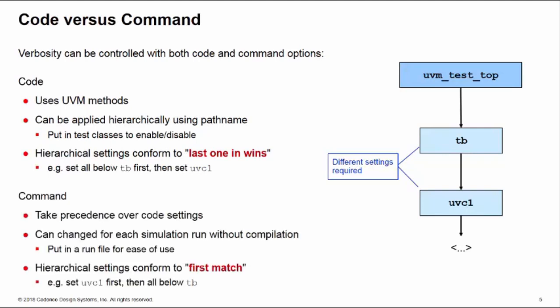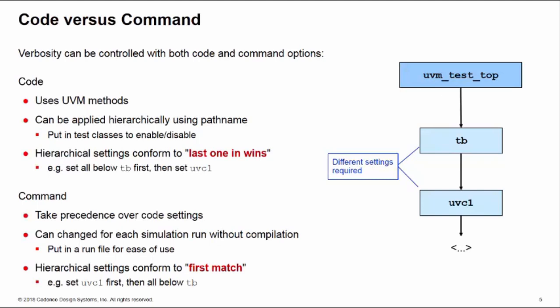These take precedence over your code settings because they're written into the UVM environment at the topmost level, uvm_root. The nice thing about these is they're dynamic. You can change them for each simulation run without having to recompile your environment. We can put these in the run file, which makes them easier to use. It means you don't have to remember to type them out in full each time.